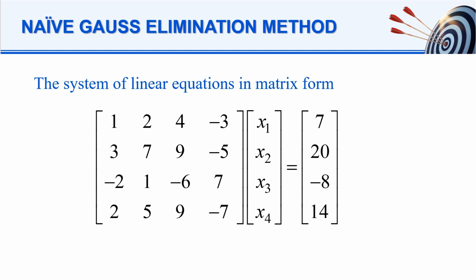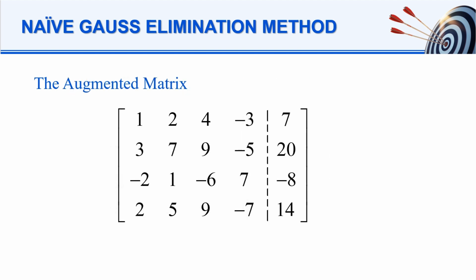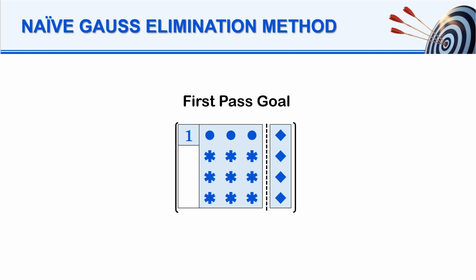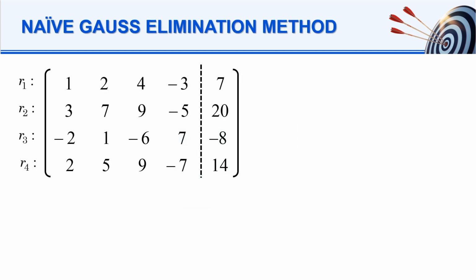Now let us consider a numerical example involving a 4 by 4 system given in the matrix form as follows. First, the augmented matrix, 4 by 5 in size, is set up. The goal of the first pass is to scale to create 1 as the pivot and eliminate the elements below it. We note that the first row, first column element is already 1, so there is no need for normalization. To eliminate the second row element below the pivot, we add -3 times row 1 to row 2.